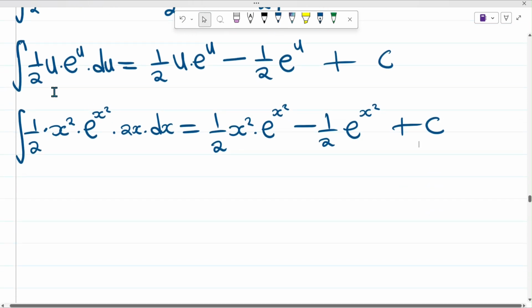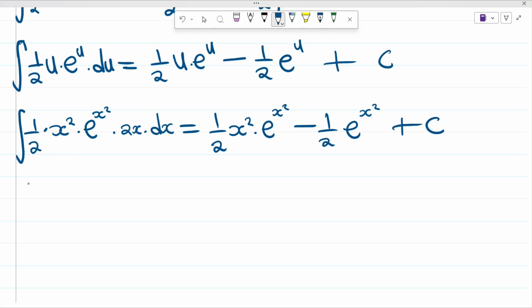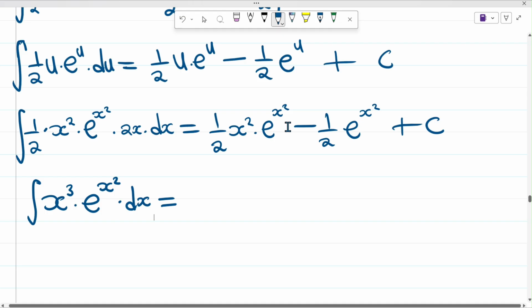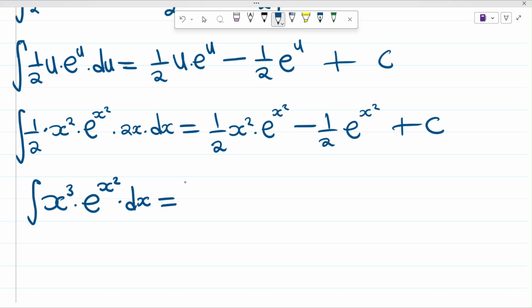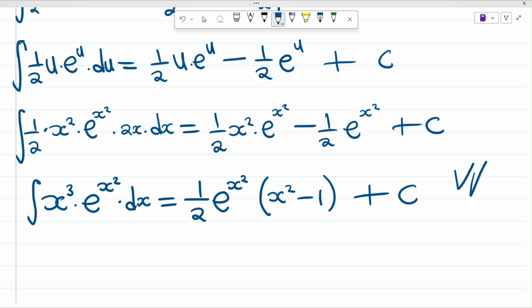Then from here we can see that the 2 and 2 will cancel each other, and then x squared multiplied by x will go back to x cubed. So we'll go back to x cubed multiplied by e to the power of x squared dx, which is equivalent to, on this other side, we can just take out 1 over 2 e to the power x squared as our common factor, and then we'll be left with just x squared minus 1 plus c. Ta-da! You have your final answer.